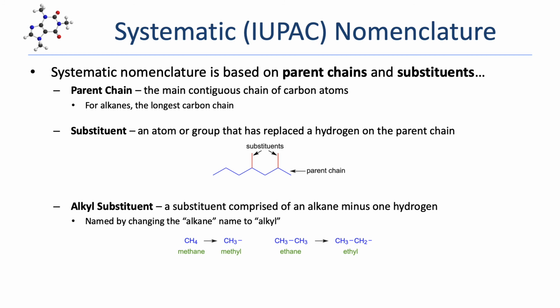An alkyl substituent is just a group that is comprised of an alkane minus 1 hydrogen. Alkyl substituents are named after the alkane that they came from, the alkane that you would have removed a hydrogen from. So CH4 is methane. You remove a hydrogen to make CH3, it becomes a methyl group or methyl substituent. Ethane, a 2-carbon alkane, CH3 CH3, remove one of the hydrogens, you get CH3 CH2, and ethane is now an ethyl group or ethyl substituent.